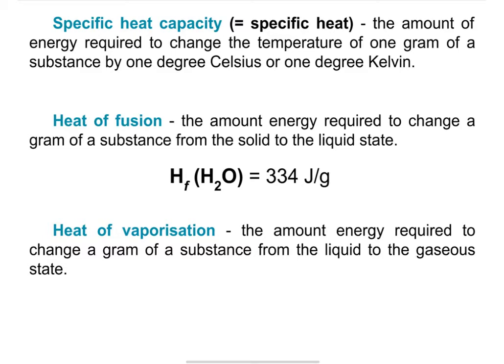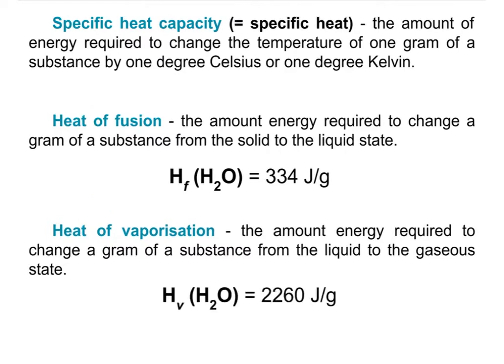Now, heat of vaporization is also independent of temperature. It is the amount of energy required to change a gram of substance from the liquid to the gaseous state. Heat of vaporization for water is also well known. It is 2260 joules per gram. It means if I have 1 gram of liquid water, I would need to transfer into it 2260 joules of energy to make all of it become water vapor.